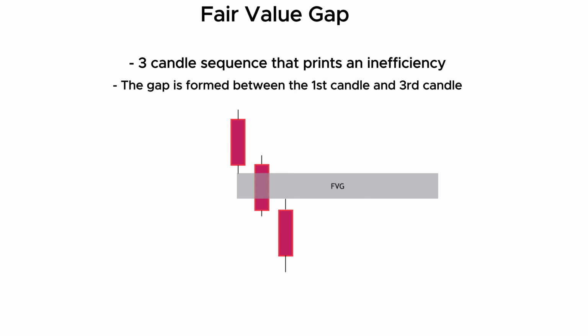The bearish fair value gap is situated where the lower wick of the first candle doesn't overlap with the upper wick of the third candle, creating a gap between the two. Let's quickly compare between three candle patterns, where we can find a fair value gap, and one where we cannot.